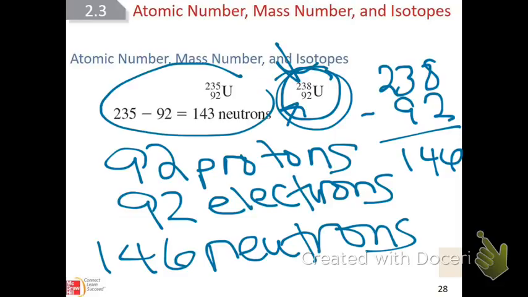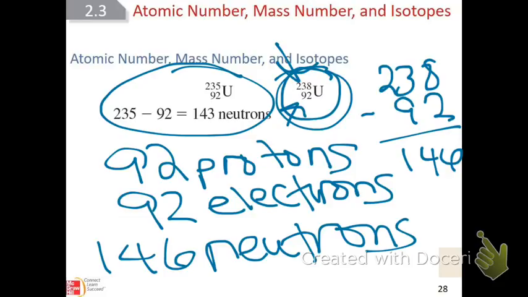In this isotope of uranium, there's still 92 protons, and there are 92 electrons, but there are only 143 neutrons. And their job, remember, the job of the neutrons is to bind or hold those protons in the nucleus.